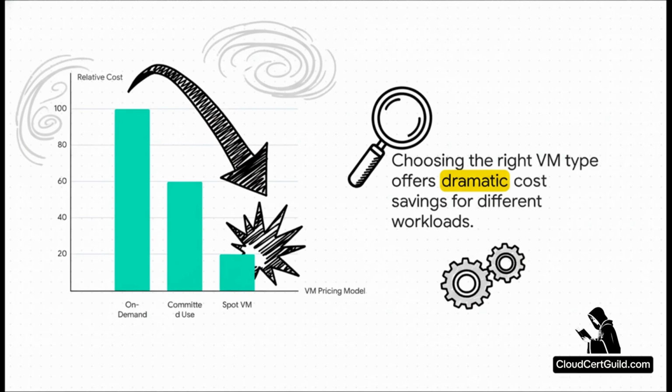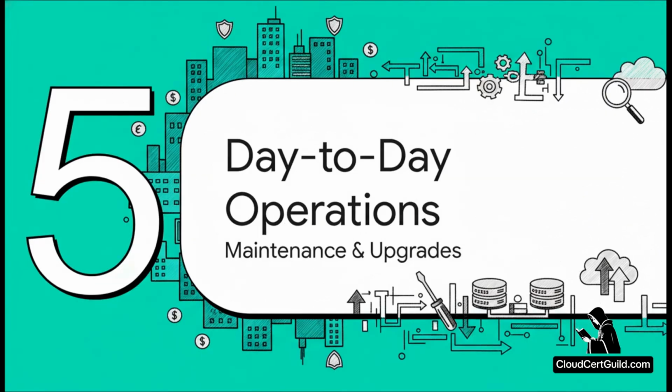If you look at this chart, our normal on-demand price is the baseline. Now, those committed use discounts give you a really nice price cut. But then, look at spot VMs. For the right kind of job, you could slash your compute costs by up to 90%. 90! It really shows that choosing the right building type is just crucial for keeping your costs down. All right, we've done it. Our city is built, it's secure, and it's cost-effective.